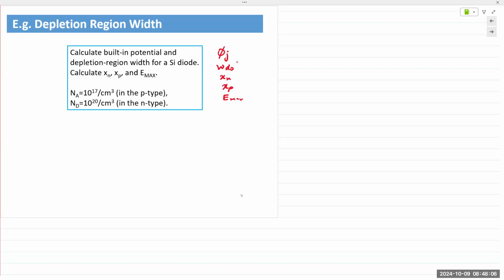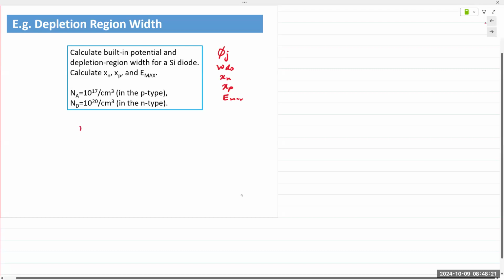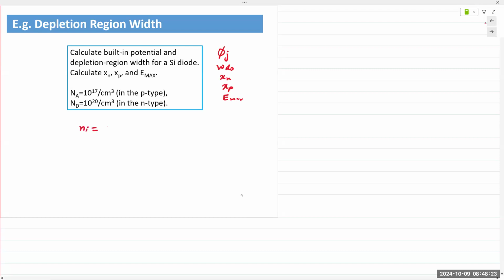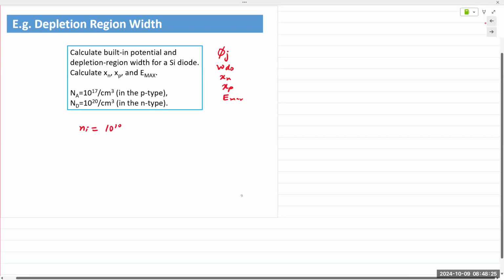And plug in the values. So first calculate phi j, because phi j is needed for WD0. Ni for silicon is 10 raised to 10 atoms per centimeter cube. Calculate that while it takes a short break.